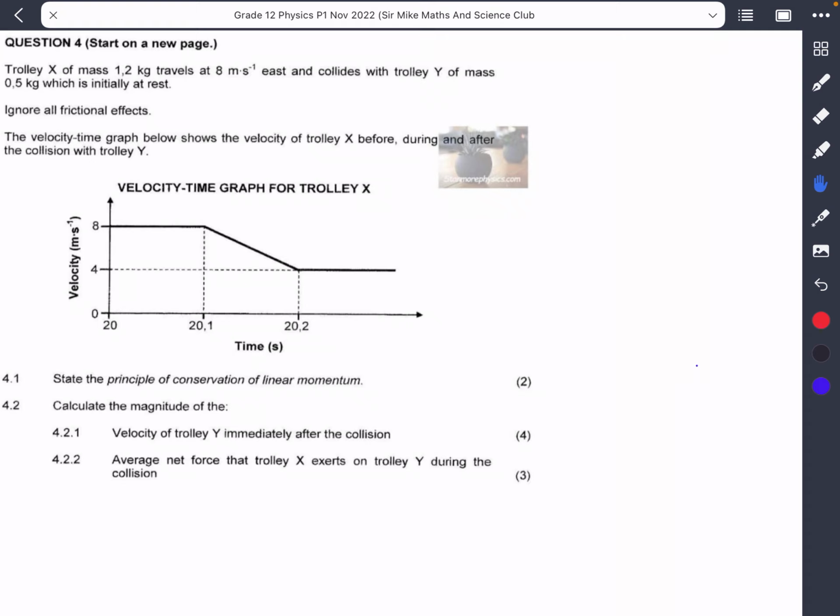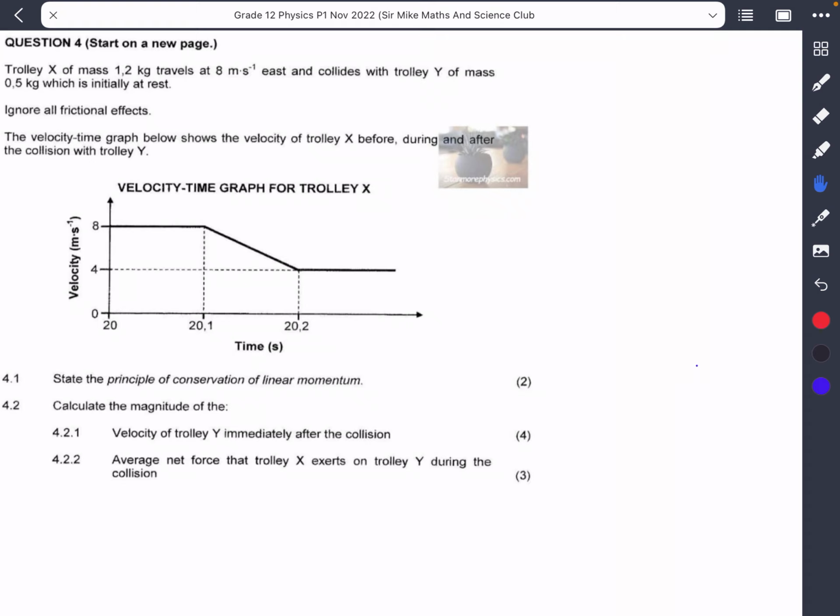For 4.1, they said to state the principle of conservation of linear momentum. We know that the principle of conservation of linear momentum states that in an isolated system, the total linear momentum before collision is equal to the total linear momentum after collision. I'm not going to write that down, unfortunately. For 4.2, they said calculate the magnitude of the velocity of trolley Y immediately after collision.